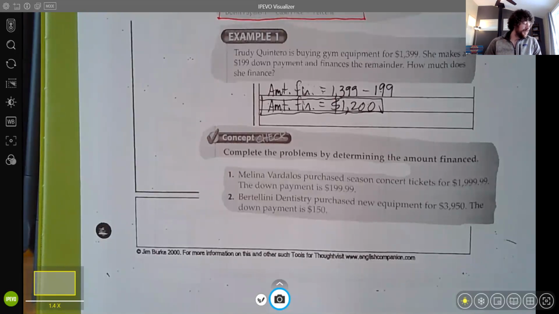So avoid financing in most situations, but for cars, houses, education, and healthcare, those four things, that's probably okay. But anything else, really try to avoid it.